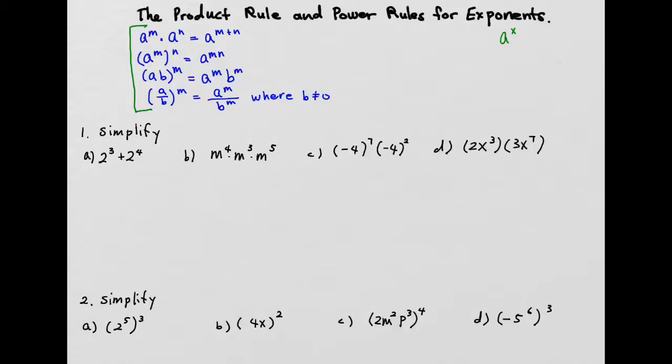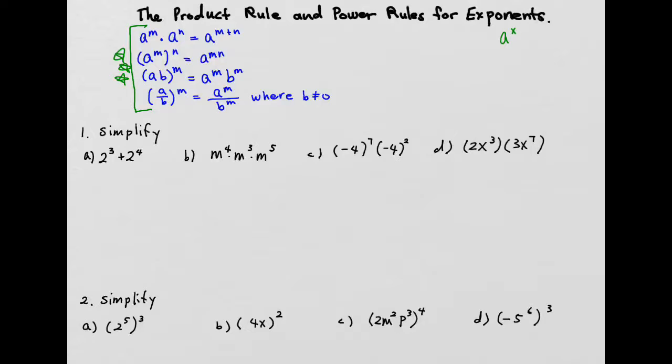4 rules that you need to remember. It's important to remember. The first one: when you have the same base with different exponents, you can combine them by adding. So multiplication of the same base with different exponents is the same as adding the exponents. If you have a double exponent, I call this double because you have 2 exponents, right? That's the same as multiplying the exponents.